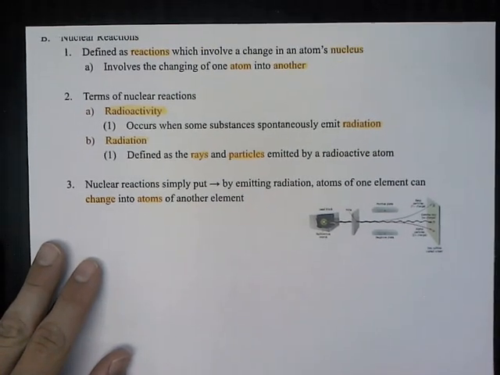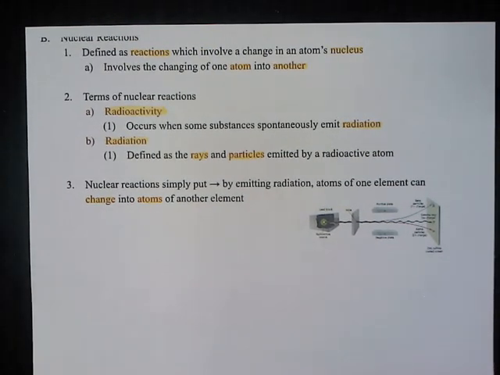So let's get right to it and let's talk about nuclear reactions. Nuclear reactions are defined as reactions which involve a change in an atom's nucleus. So now we're going to affect the number of protons or neutrons, or a combination of both, in the nucleus of the atom. As a result, we change the atom that we are working with. Remember, a change in the number of protons means we change the atom that we're working with.